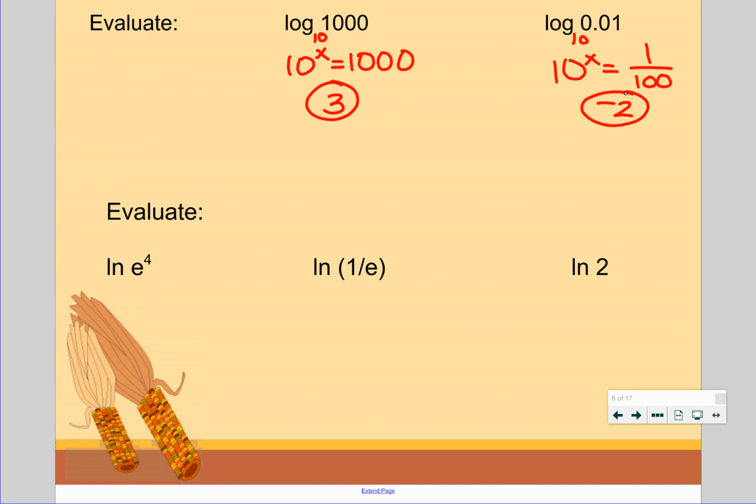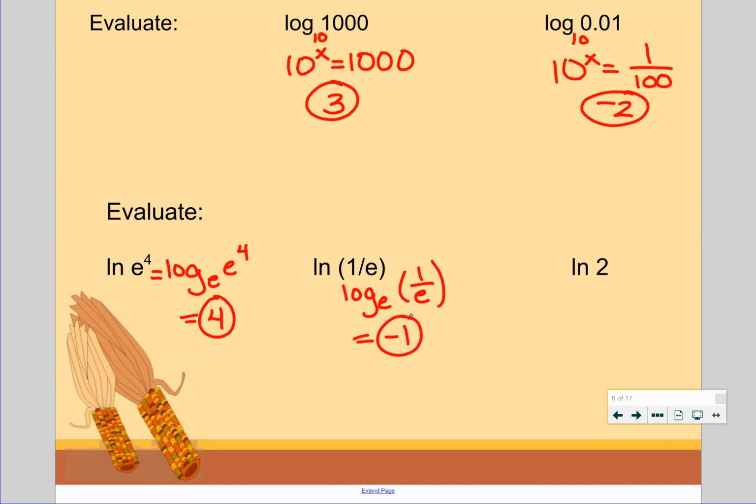Okay, look at the next one. Natural log of e to the 4th. Okay, so I'm going to rewrite this as log base e of e to the 4th. A lot of times when we see a natural log, there's going to be e in there somewhere. Because I have a log base e and an exponent base e, this is one of the log properties, what happens? Cancel and leave me with 4, final answer. If I see natural log of 1 over e, again, I can write it as log base e of 1 over e. That means e to what power gives me 1 over e? All I have to do is move it to the bottom. A negative 1 will do that.